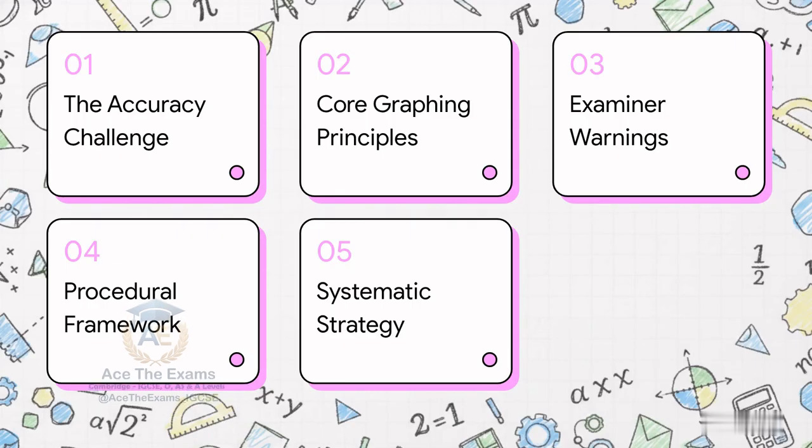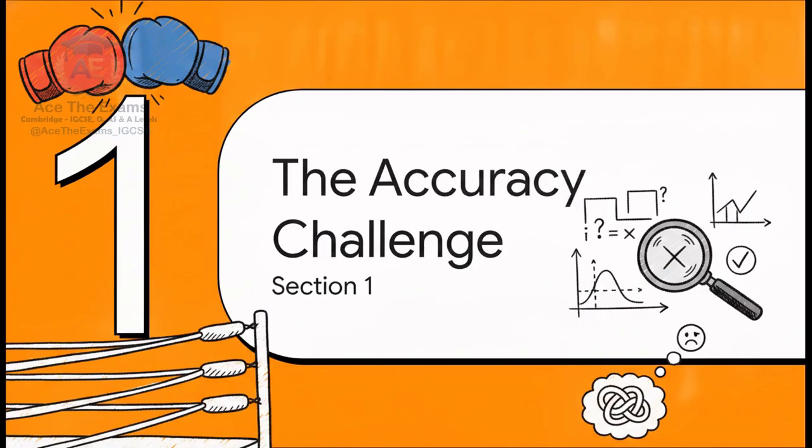Okay, so here is our structured playbook for today's session. We are going to cover the accuracy challenge, followed by core graphing principles. Then we'll look at some critical examiner warnings, move into the procedural framework, and finally, we'll lock in the systematic success strategy. Section 1. Let's talk about the accuracy challenge.